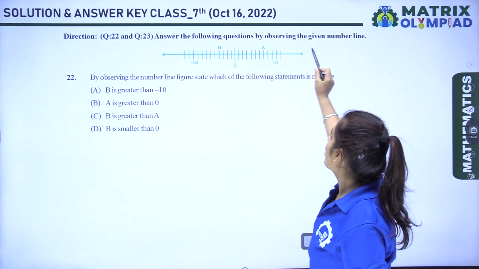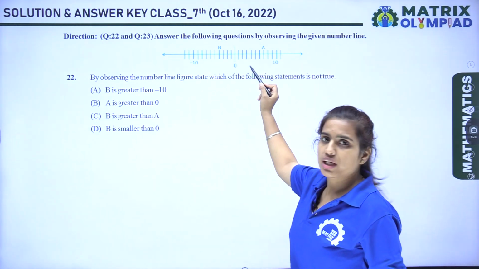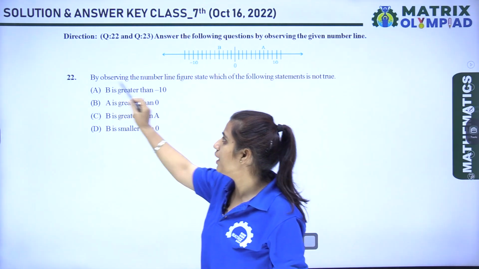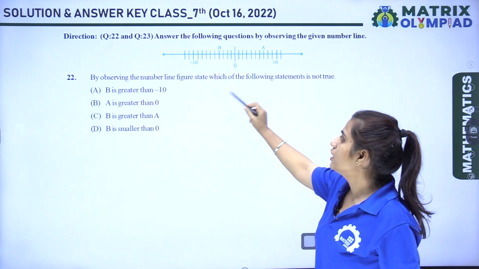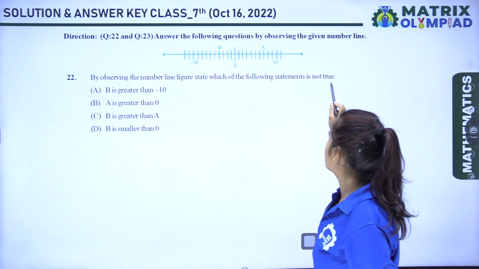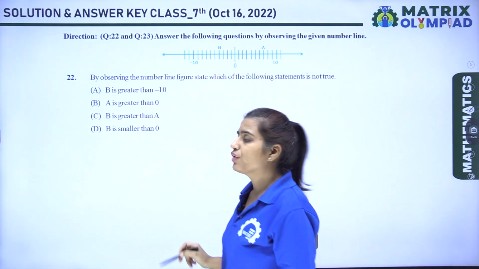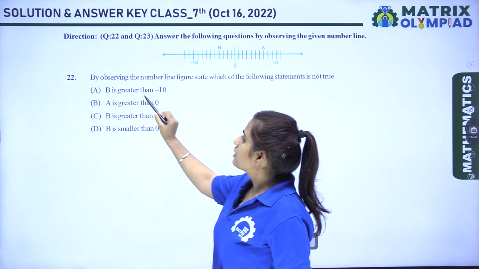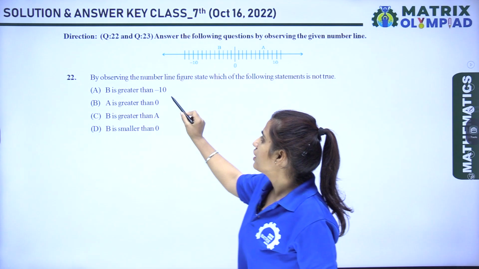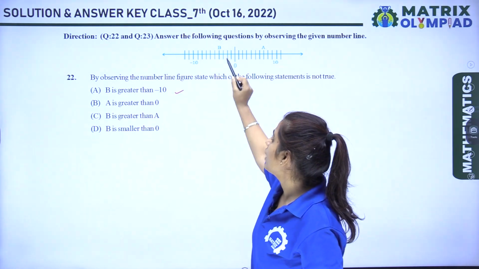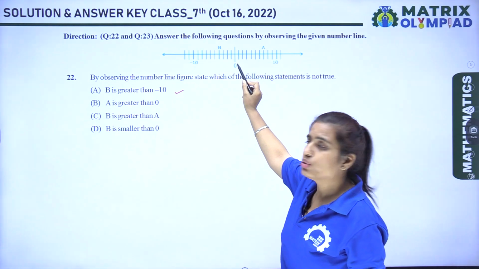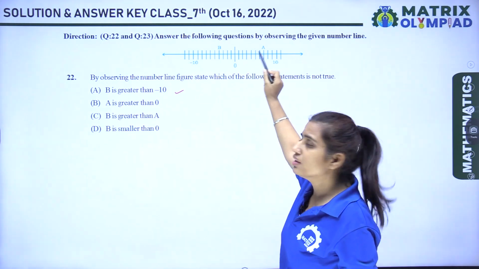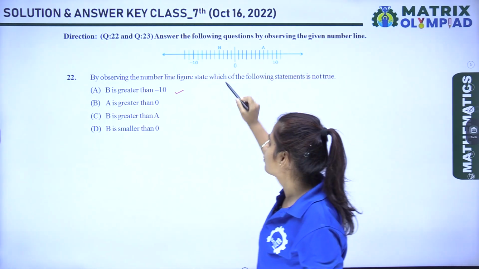Answer the following question by observing the given number line. By observing the number line figure, state which of the following statements is not true. Now we have to find out, of these 4 options, which statement is not true. B is greater than -10. Yes, this statement is true as B is closer to 0. A is greater than 0. Obviously, A is greater than 0 because it is on the right hand side of 0.